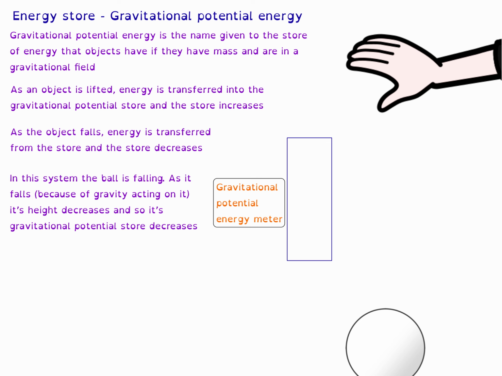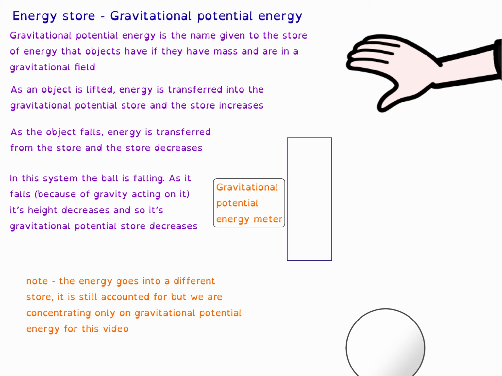In this system, the ball is falling. As it falls, because gravity is acting on it, its height decreases and so its gravitational potential store decreases. The energy does go into a different store. It's still accounted for, but we are concentrating only on gravitational potential energy for this video.